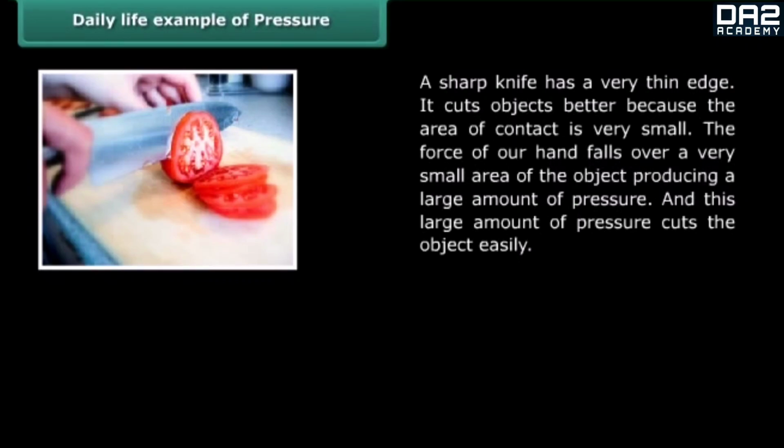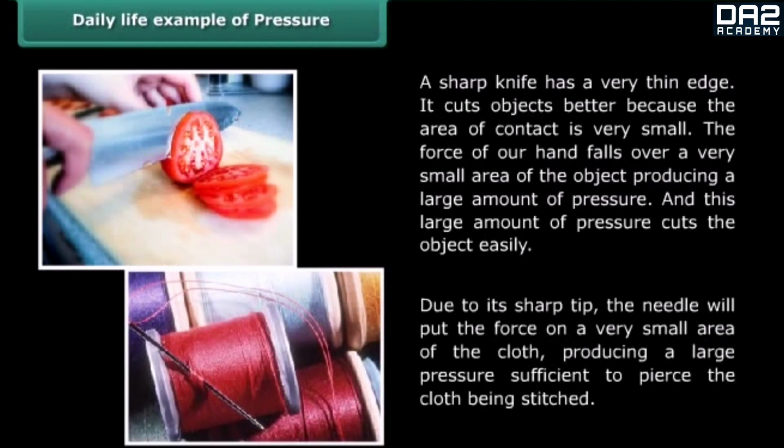The force of our hand falls over a very small area of the object, producing a large amount of pressure. And this large amount of pressure cuts the object easily. Due to its sharp tip, the needle will put the force on a very small area of the cloth, producing a large pressure sufficient to pierce the cloth being stitched.